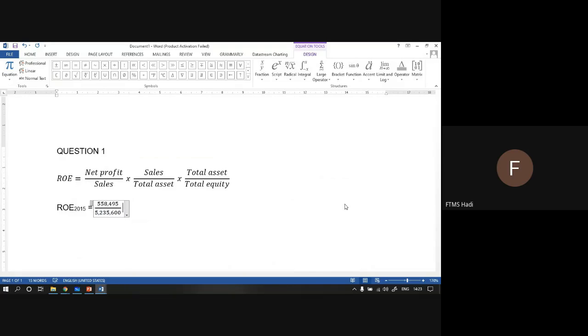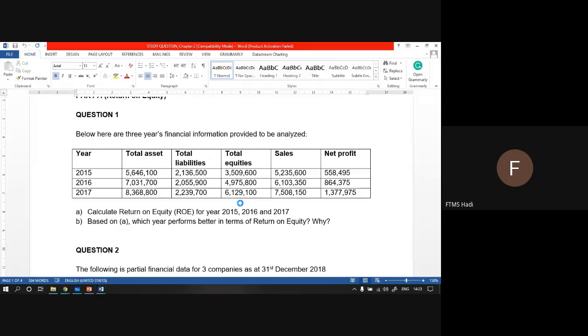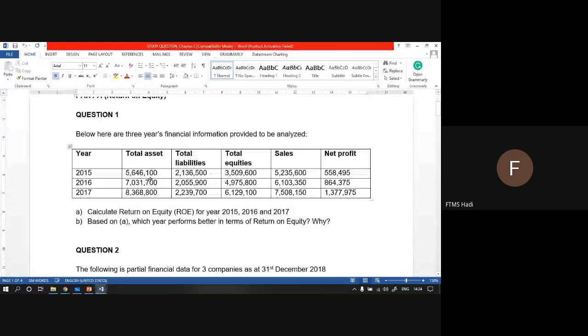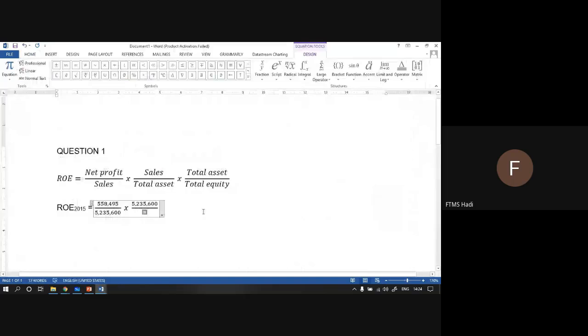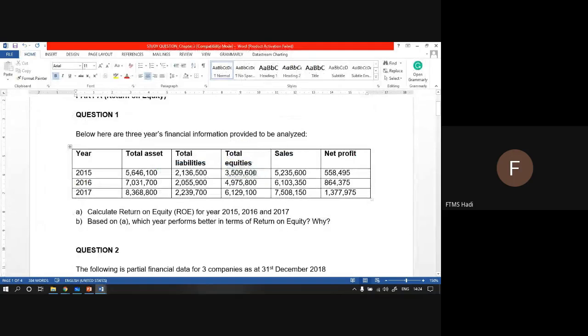Okay, and then next, sales divided by total asset. So you can see here, sales 523,600 divided by total asset. Total asset, this one, 2015, 5,646,100. And then multiply by total asset divided by total equity. Total asset, same thing as here, 5,646,100, divided by total equity. Total equity is here, you see here, total equity, right? Okay, so 3,509,600.